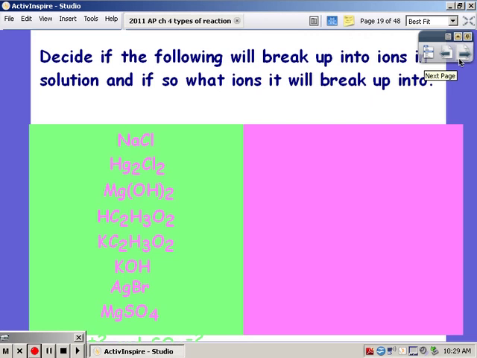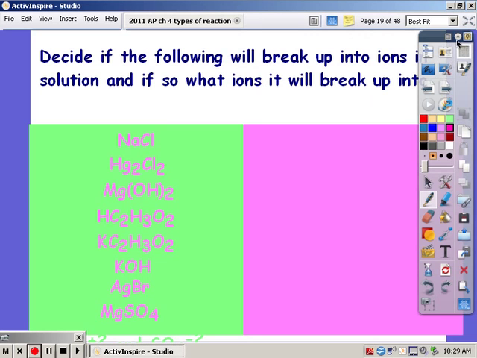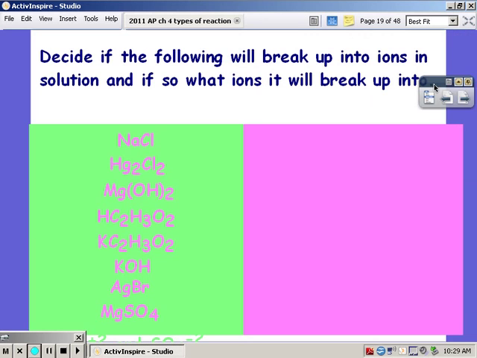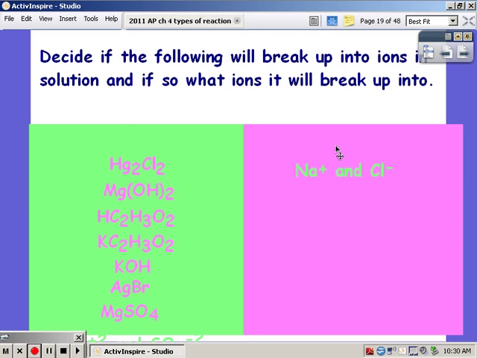So before we can figure out if these break up into ions, you need to ask yourself, is it an acid, a base, or a salt? So sodium chloride is not an acid because it doesn't start with hydrogen. It's not a base because it doesn't end in hydroxide. It's not molecular, so it's a salt. According to the solubility rules, it breaks up into sodium and chloride ions because sodium's in group 1A.